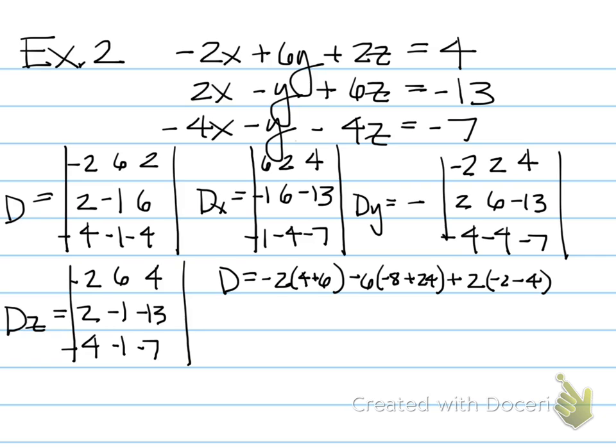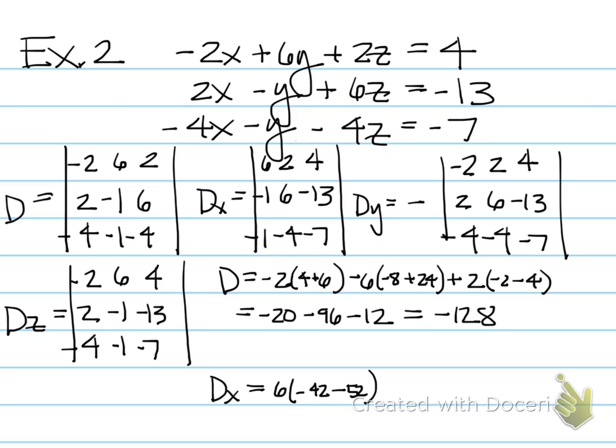And then the last term is the last element in the first row, that 2. Cross out all the elements in the same row and column as the 2. And the remaining elements would be 2, negative 1, negative 4, and negative 1. Find the determinant for that 2 by 2. 2 times negative 1 is negative 2. Minus negative 4 times negative 1 is positive 4. When we simplify that expression, we get negative 128.